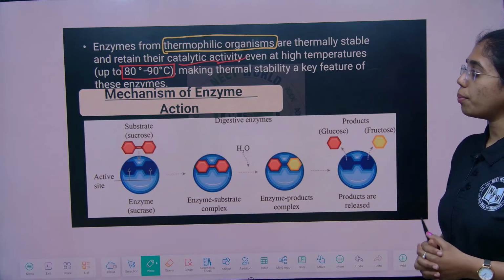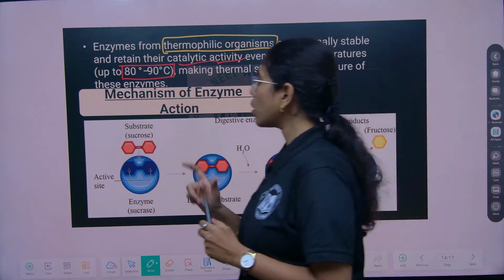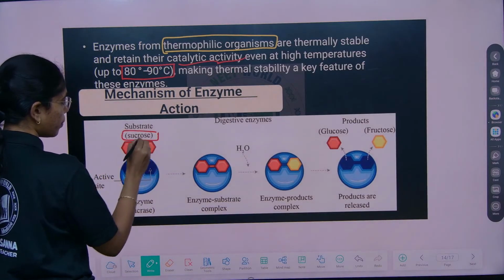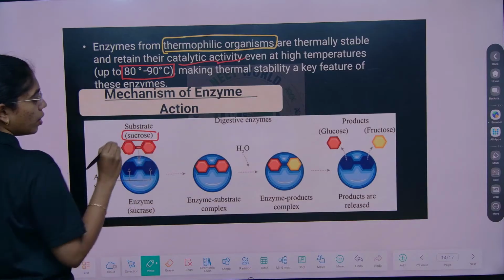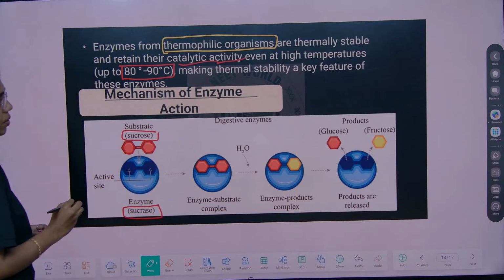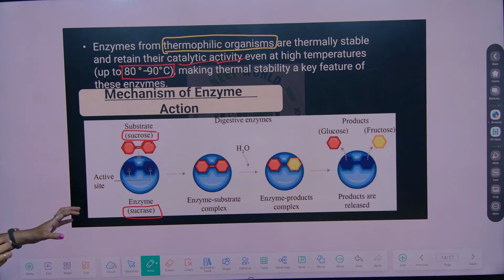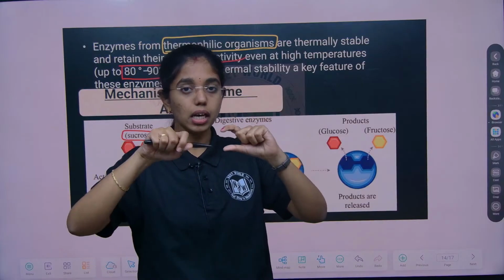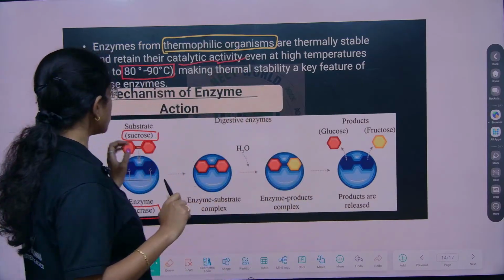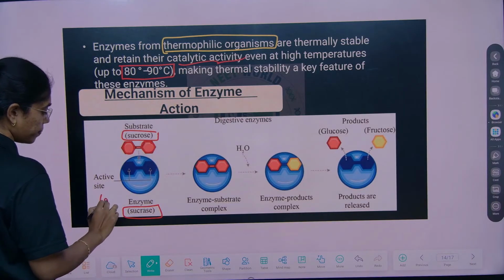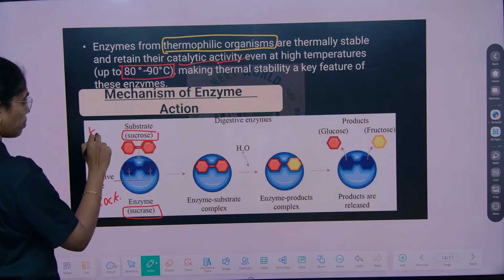Now if you look into the mechanism of enzyme action, let me take one substrate, that is sucrose. Sucrose is the substrate, which is a disaccharide. The enzyme that acts on sucrose is sucrase. This is the first model, which is the lock and key hypothesis. Like for every lock there is a specific key, right? The same is the case here. The lock is assumed to be the enzyme and the key is the substrate.